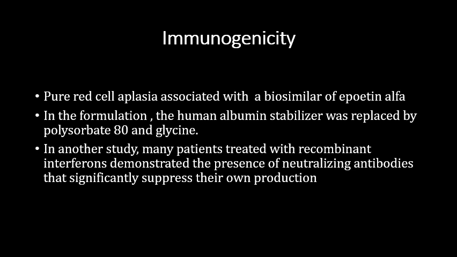So the human albumin stabilizer, they're talking about epoetin alpha only. In epoetin alpha, the albumin stabilizer was replaced by polysorbate 80 and glycine. Initially there was one human albumin stabilizer, and they replaced it with polysorbate 80 and glycine. That led to the pure red cell aplasia. Like I said, just like how excipients are important in generic formulations, here also the stabilizers or the other things that are added in addition to the active ingredient are important as well.